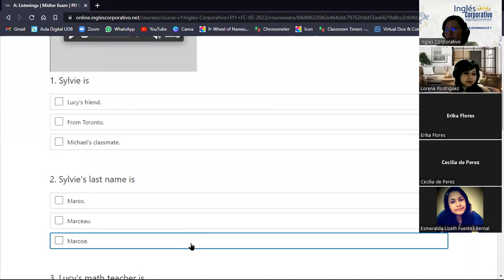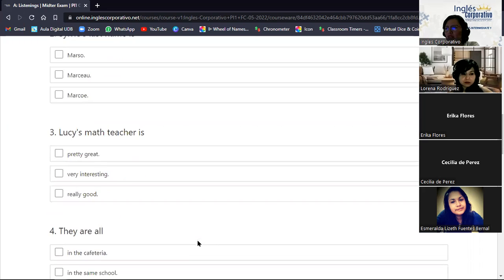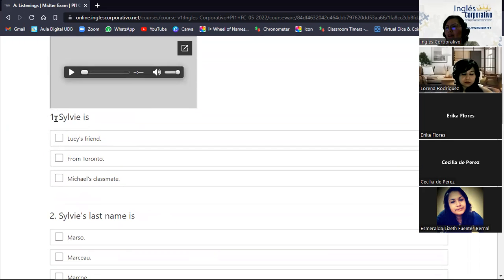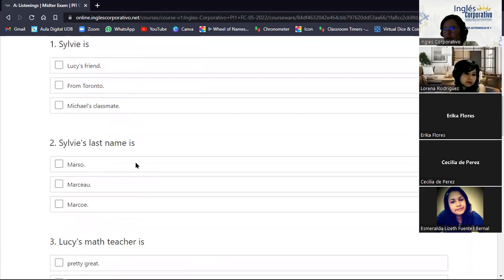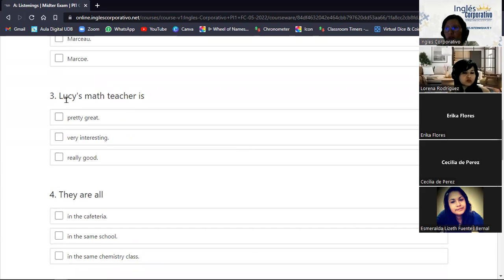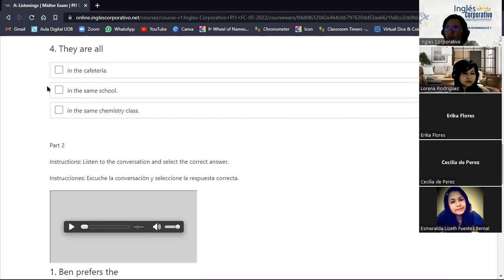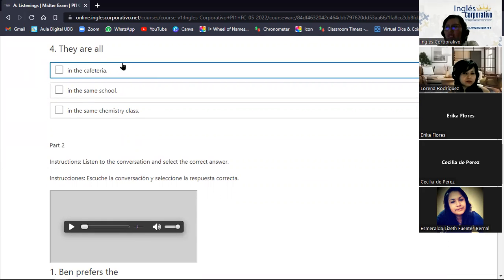And pretty much what you have to do is to check on the information, right? We're talking about personal information, because remember that at the beginning we studied a little bit of verb be in present simple and also present simple for the rest of the verbs, right? So in this case, for number one, they are asking who Sylvie is, also her last name, also Lucy's math teacher, and also the context, where they are at the moment of the conversation.